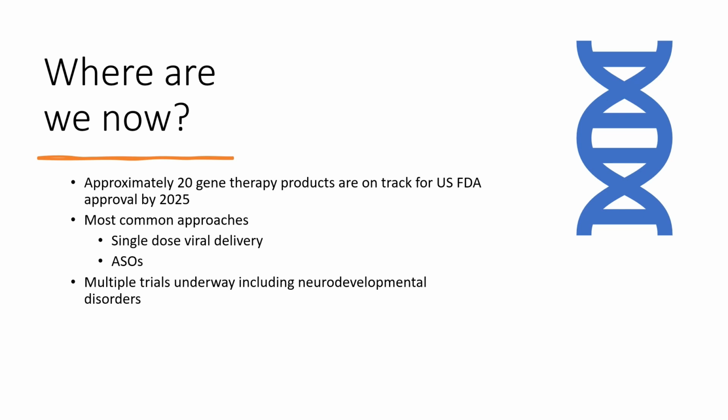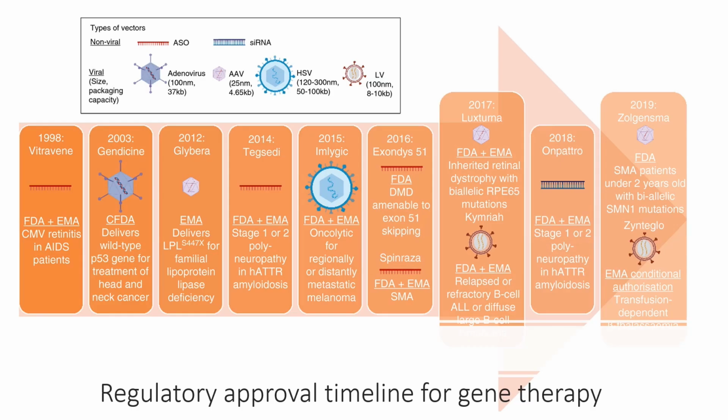And there are multiple trials underway, including many of the ones that we're interested in. This is a slide taken from a recent review, and the acknowledgement dropped off, unfortunately. It's from the group at UCL by Dr. Ng. And it really shows nicely, from 1998 to about 2020, regulatory approvals of different products, including ASOs, different viral modalities, and siRNAs for a different series of neurological disorders and neuromuscular disorders.